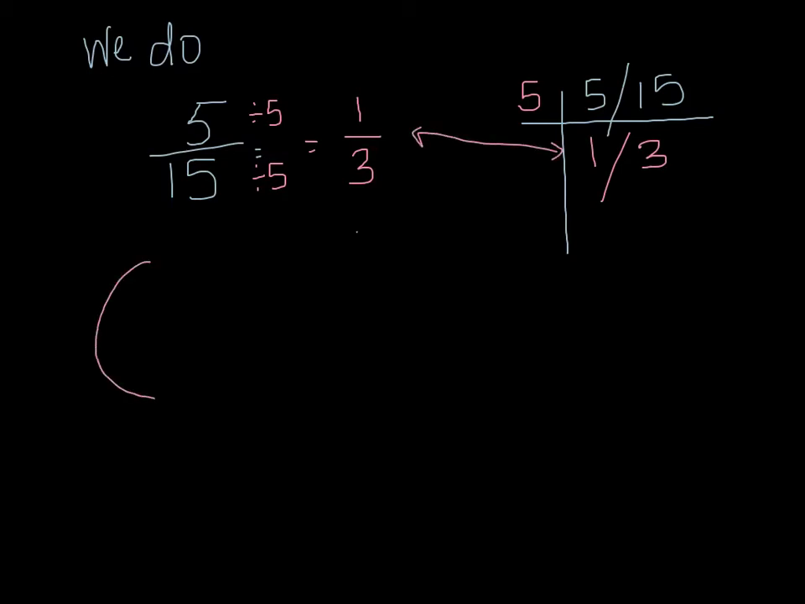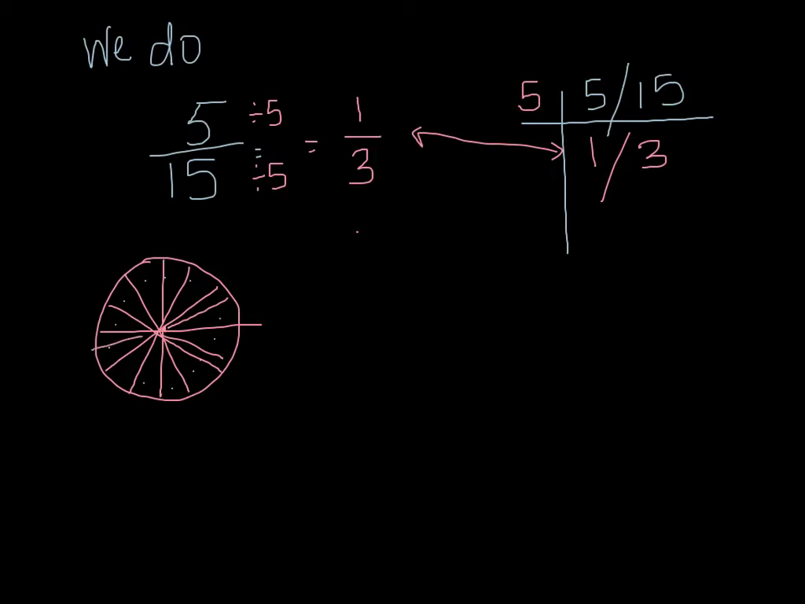And if you aren't sure how that can be correct, I'll show you. This is 15 pieces. 1, 2, 3, 4, 5, 6, 7, 8, 9, 10, 11, 12, 13, 14, one more, 15. Okay, there's 15. Pretend those are equal pieces. And we get to eat 5 of them. 1, 2, 3, 4, 5.